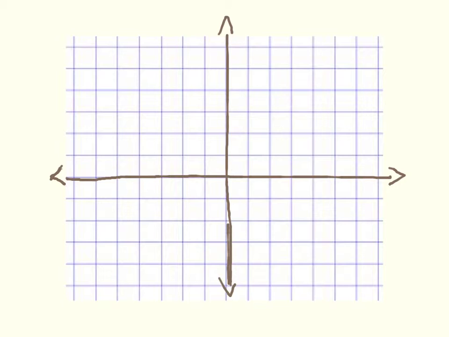Now circle the origin. And you may remember that the origin is where the two number lines meet, and the origin is the point 0, 0. Because if you're right there where the number lines meet, you haven't gone anywhere. Both of your directions, your coordinates, are 0, 0.